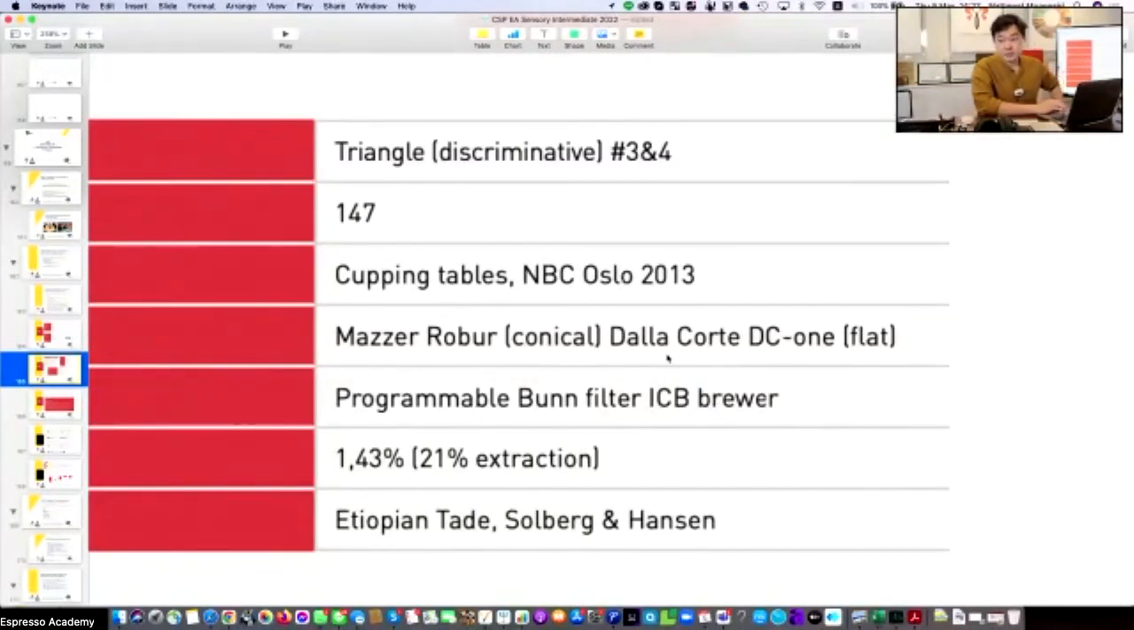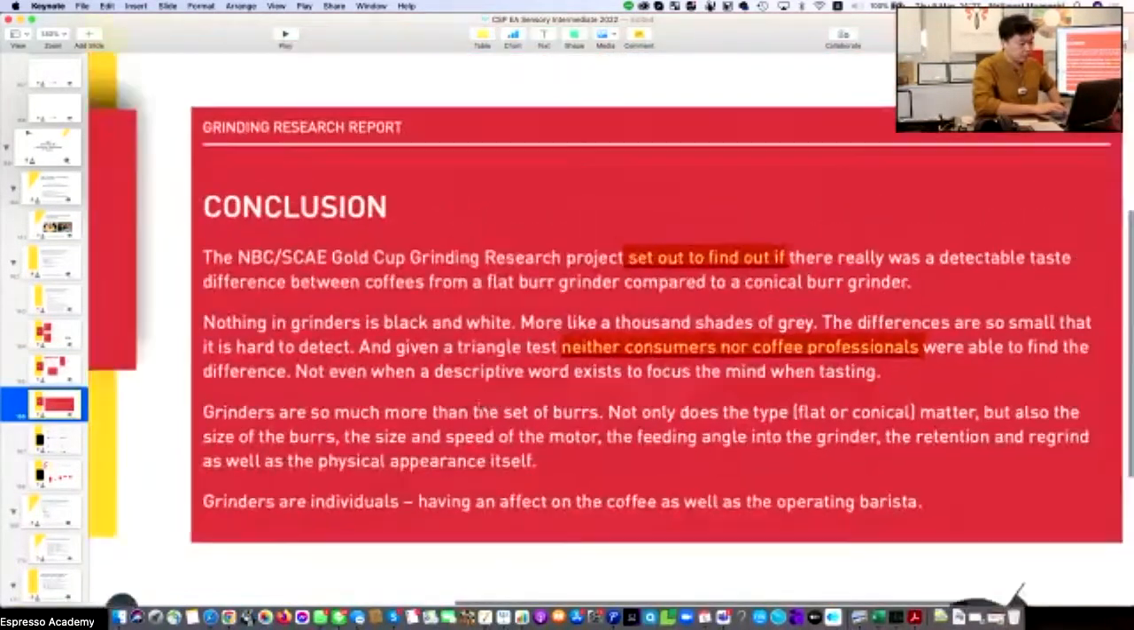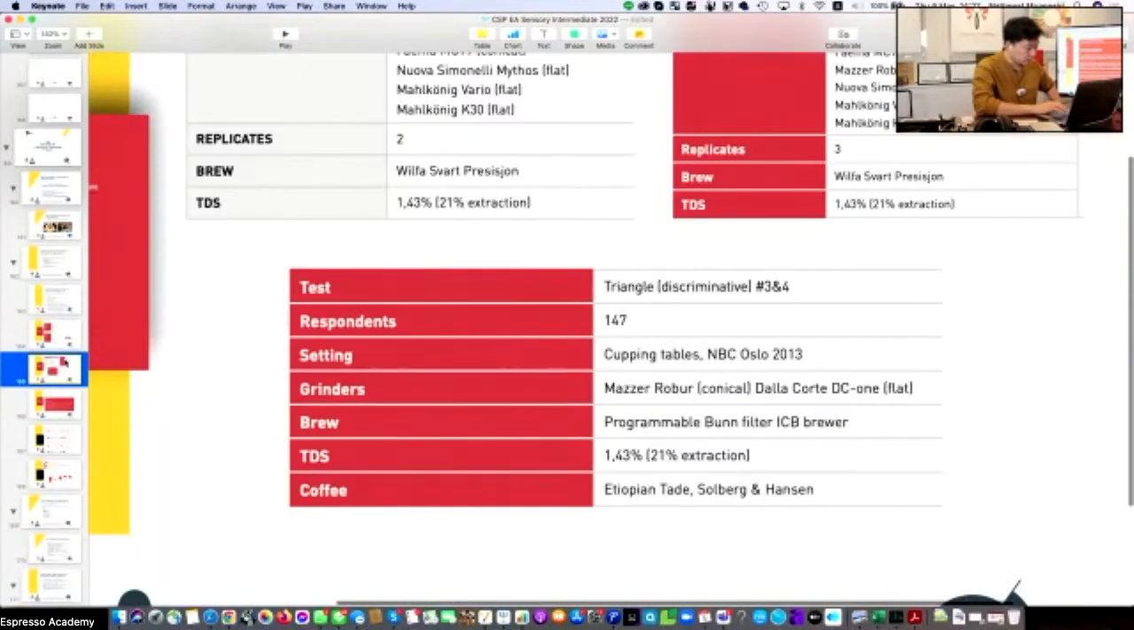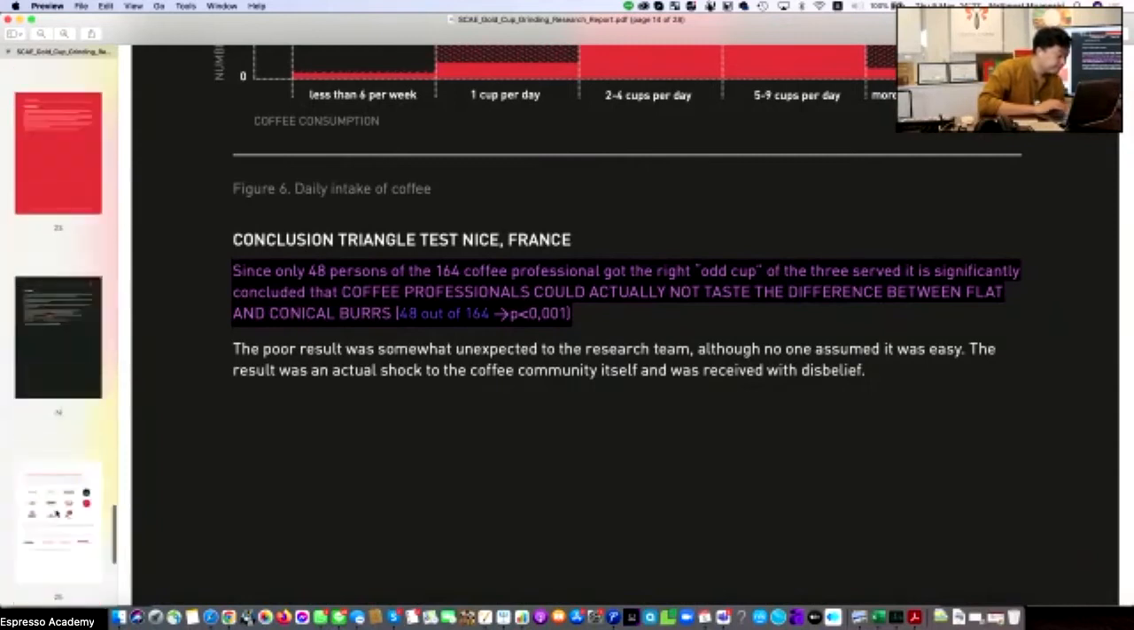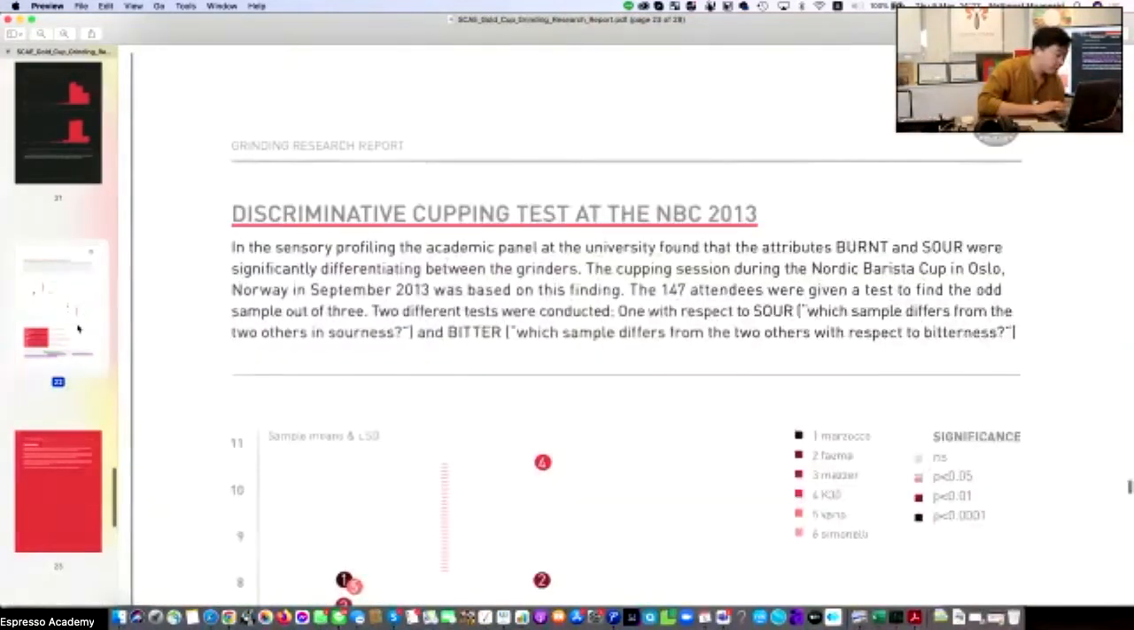With 147 people, they do everything the same. One is conical burr, one is flat burr. With the same coffee, same extraction. And what they find is no difference. Let me show you the data. Here.